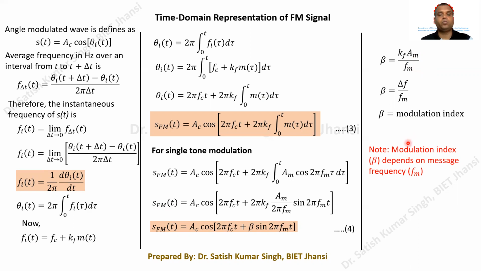If you have any query or doubt, please drop me a message in the comment box. We will be discussing this topic further based on the value of beta, which is the frequency deviation divided by the message frequency f_m. Based on whether beta is less than 1 or greater than 1, we can define two different types of frequency modulation: narrow band FM and wide band FM, which we will look at in the coming lectures.